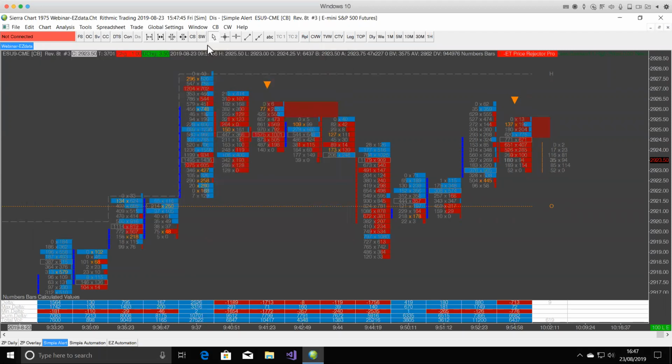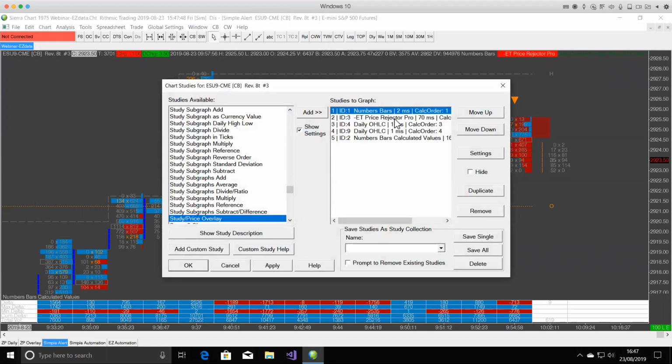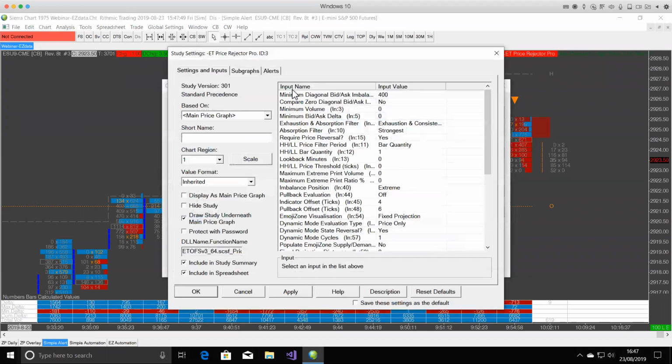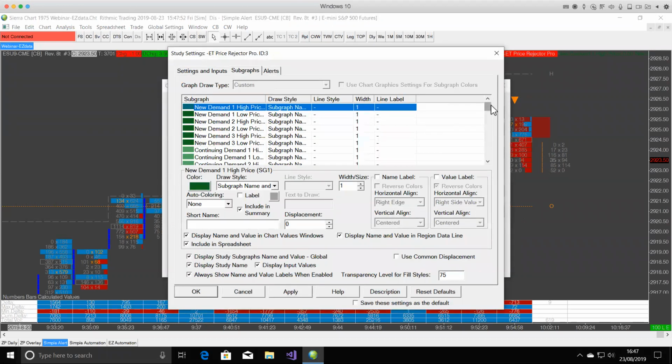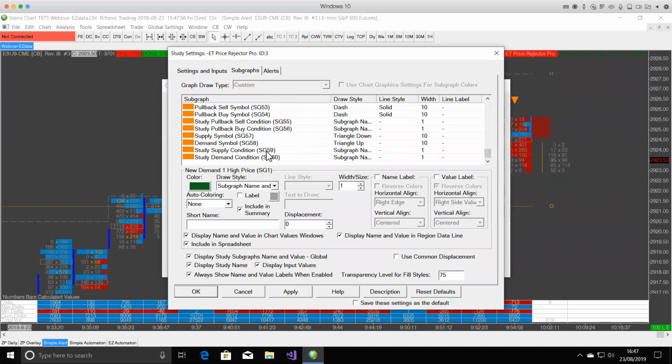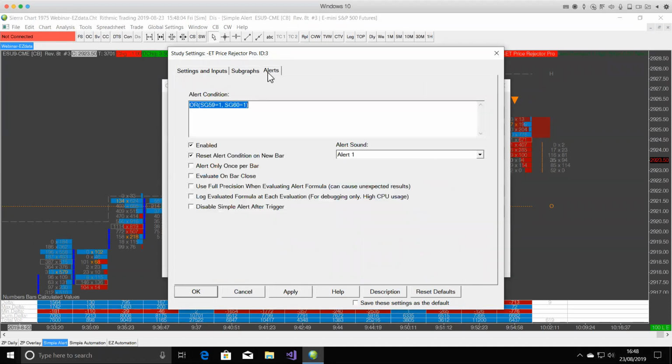So things that I can do with this, within the study itself, nothing complex at all, I know that the condition subgraphs, subgraphs 59 and subgraphs 60. If I want Fiera Chart to give me an alert anytime there's a price rejector, within the Alerts tab, I use the Fiera Chart alert language. It's quite simple. It's a bit like Excel. Again, it's well documented. It's worth a read. But if you understand basic formulas in Excel, you'll get the hang of this.